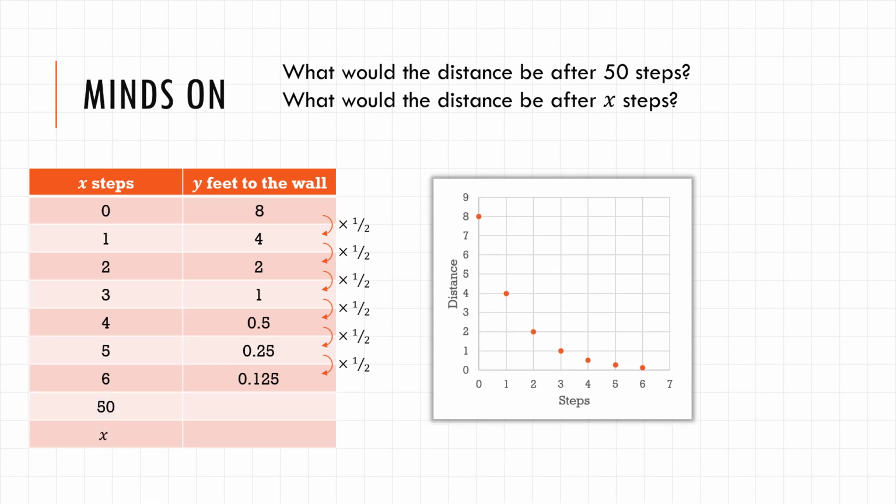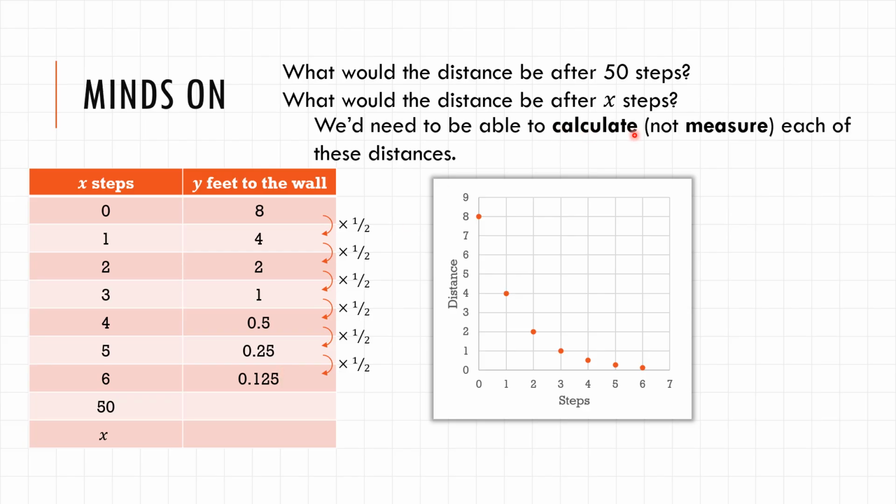So what would the distance be between you and the wall after 50 steps? And what would the distance be after an unknown number of steps? And I've added those 2 lines to the table here. And to do this, instead of measuring, you could see it was even really tough to measure after 6 steps. So instead of measuring, we're going to have to calculate the distance. And you can see that this is sort of the path our steps took. This is the distance remaining to the wall after so many steps.